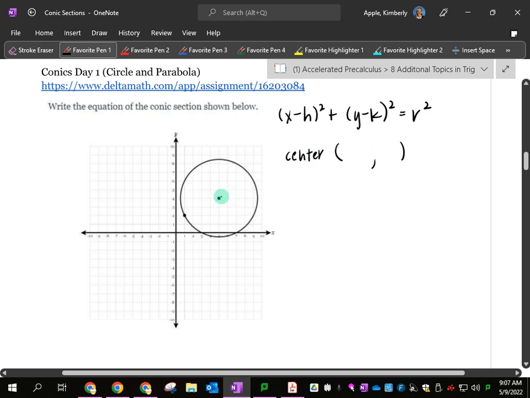So let's pull the coordinate of the center. What is it? I think it's 5, 4.